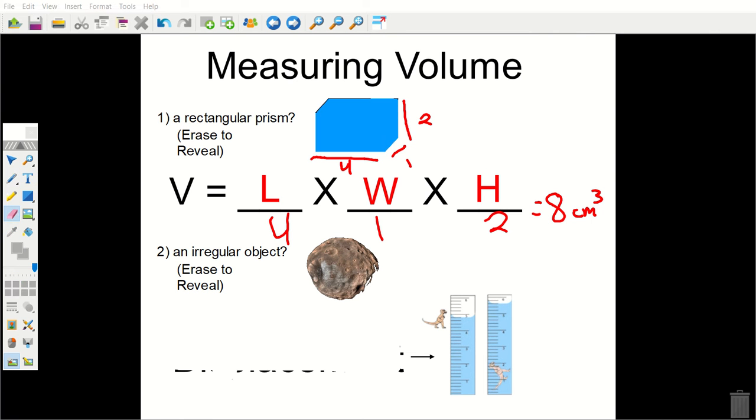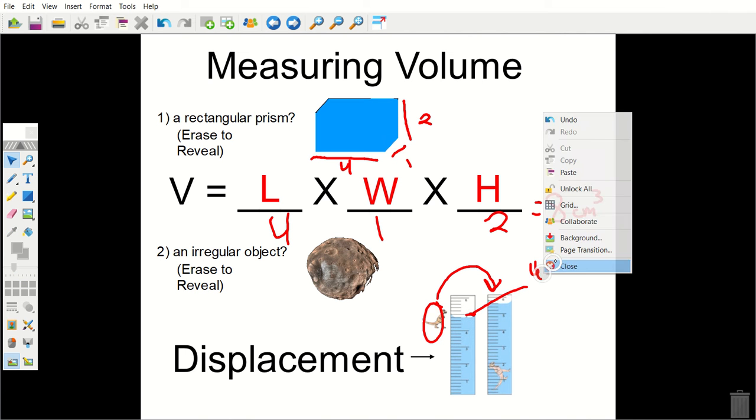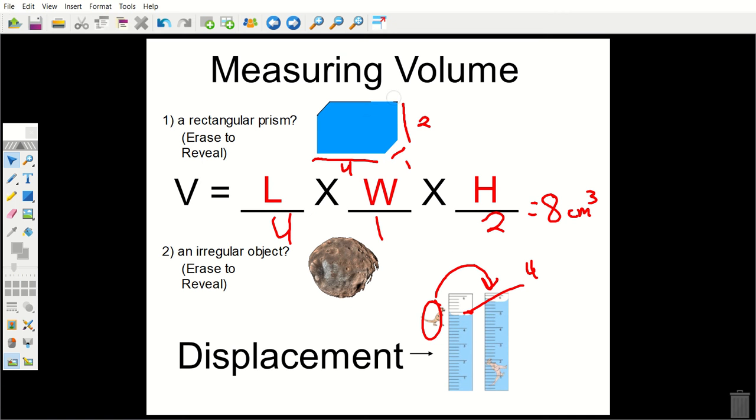Now, the next concept is measurement of volume of an irregular object. This is something called displacement. So, if I were to take this little T-Rex guy right here and put him in this jar, this beaker of water, it originally started off at 4.8 milliliters of fluid. That's what was originally in there.